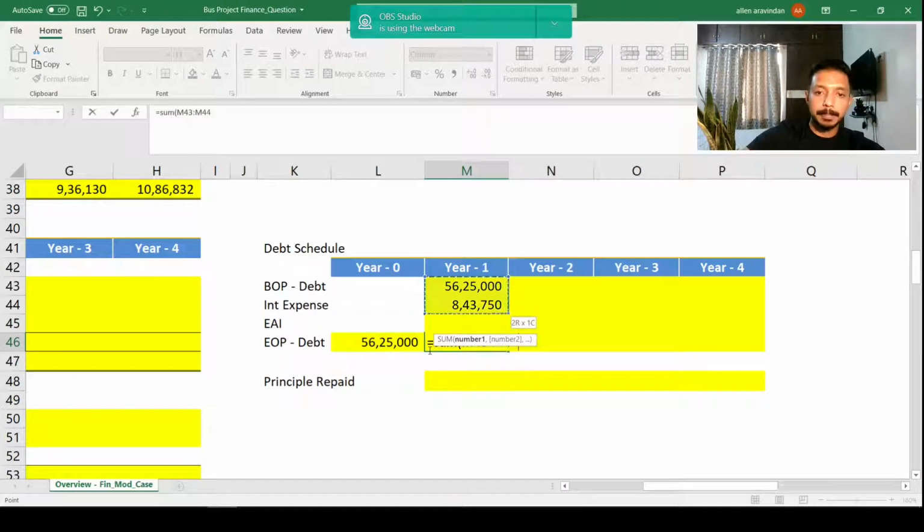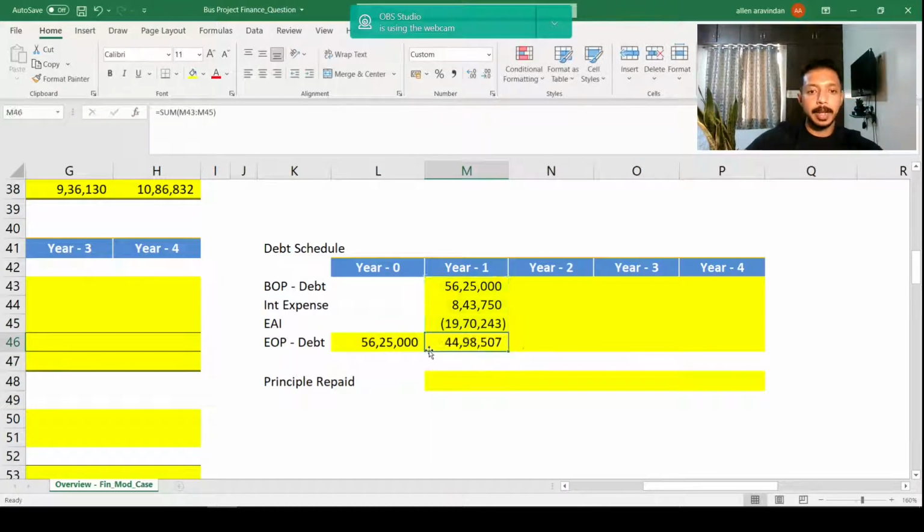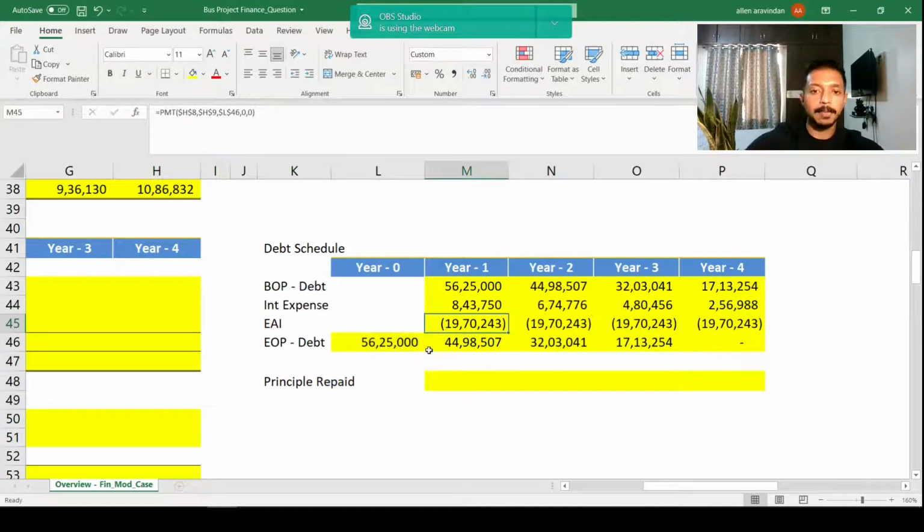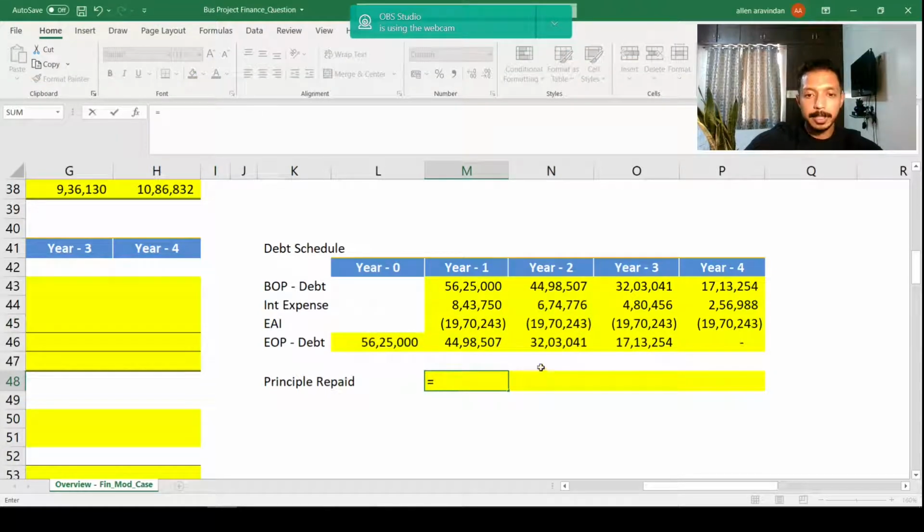Now sum it up and there you go. That's your ending period debt. Now all you got to do is just take all the values and copy it to the right and you'll have your amortization schedule. And you could calculate the principal repaid also as beginning debt minus ending debt.